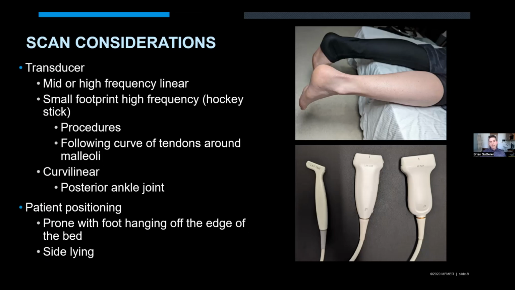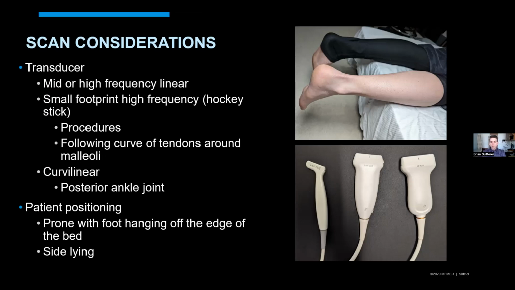Considerations for the scans: I think a lot of the scanning is going to be done with a mid or high frequency linear transducer. I typically like to use the high frequency. Sometimes the larger footprint of the mid frequency is helpful just to see a bigger surface area, a bigger range, especially if you're looking at a structure in long axis like the Achilles tendon. Sometimes that extra cephalad-caudal distance is helpful with the mid-frequency probe.